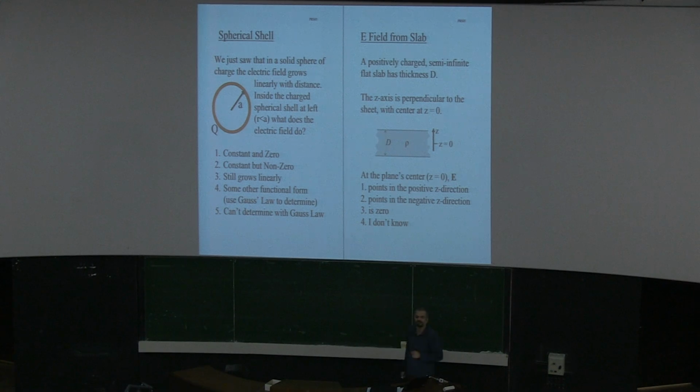What about the potential? What is the potential inside? And we are defining the potential at infinity to be 0. And the choices are still the same. What is the potential inside the spherical shell? Is it constant and 0? Is it constant but non-zero? Does it grow linearly, or does it have some other functional dependence, or is it so complicated that even with Gauss law it cannot be determined?